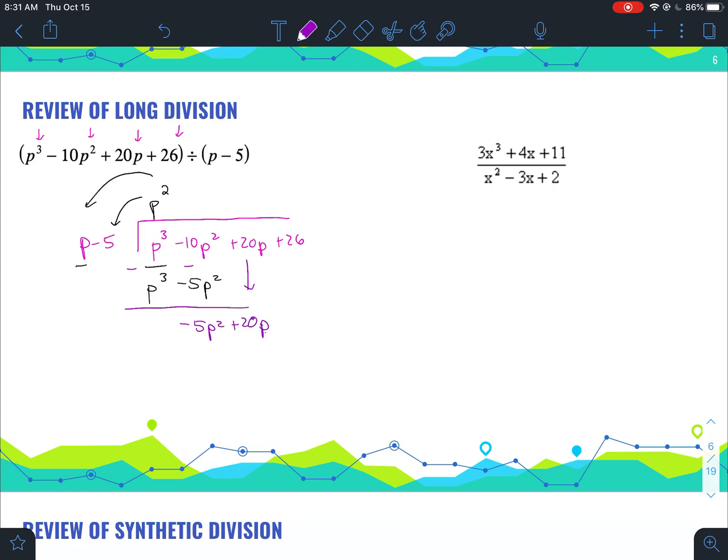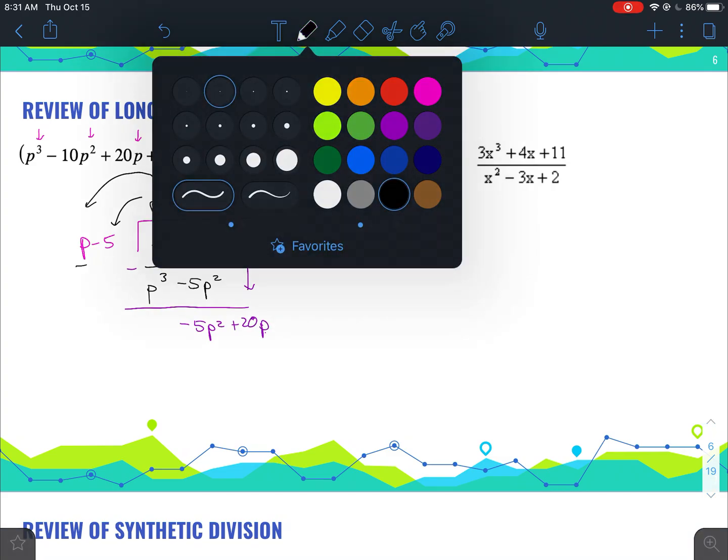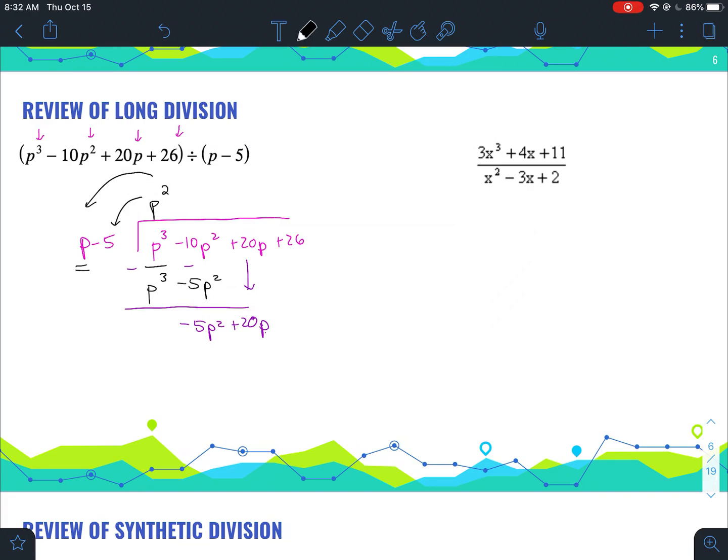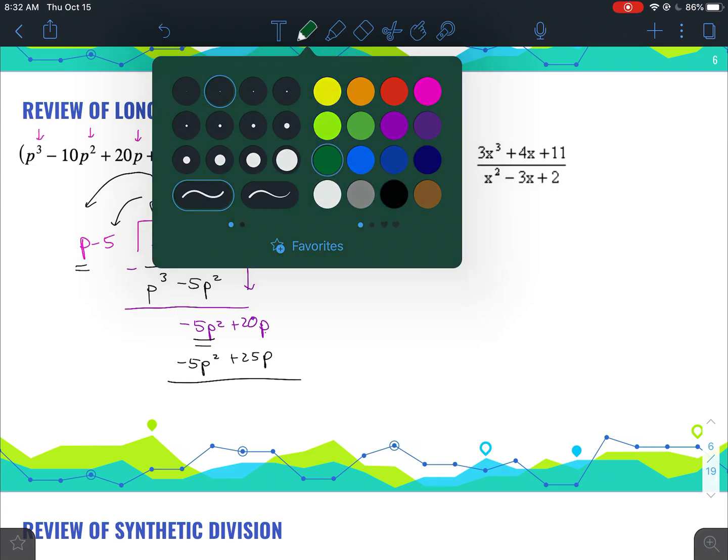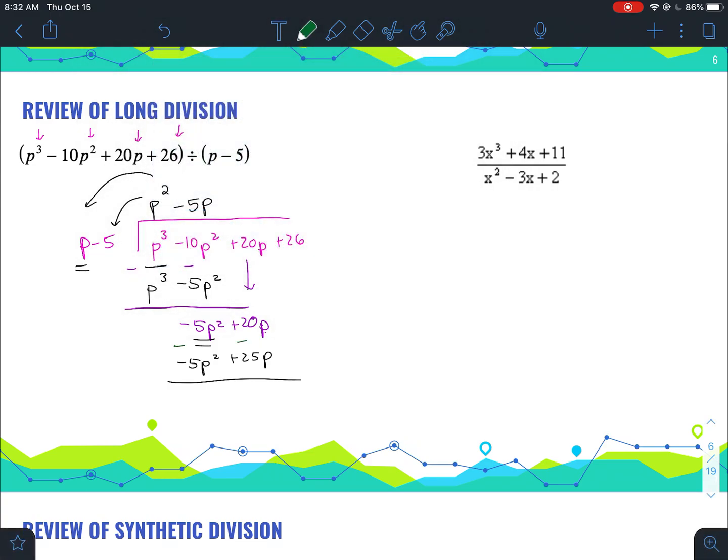So then you do the same thing. Guy on the outside, so p times what is negative 5p squared? Well, that's going to be negative 5p. And then multiply that out. So negative 5p times p is negative 5p squared. Negative 5p times negative 5 is positive 25p. And then again, we're going to subtract and subtract. So the 5p squareds go away. 20p minus 25p is negative 5p. And then bring down the 26.